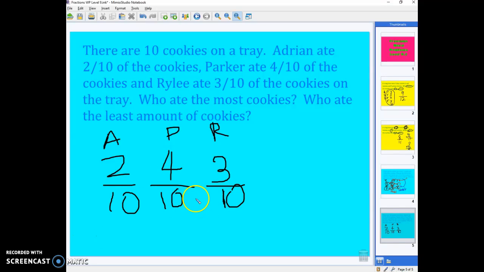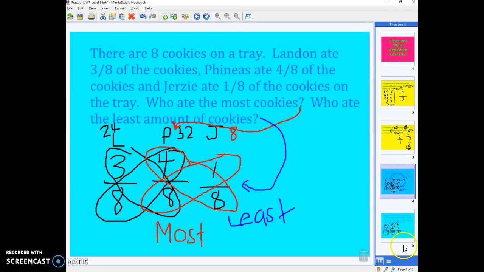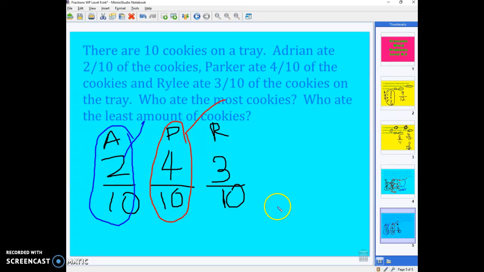Once again, we see that our denominators are the same. So I can just say, okay, my denominators are the same. What numerator is the biggest? And the biggest in this case is Parker. He ate the most. And then who ate the least amount of cookies would be Adrian. He ate the least amount of cookies. So there you have it. You know how to compare fractions either using the butterfly method or just looking, if you have the same denominators, looking at your numerators. When your denominators are the same, your numerator tells you which one is the biggest number.